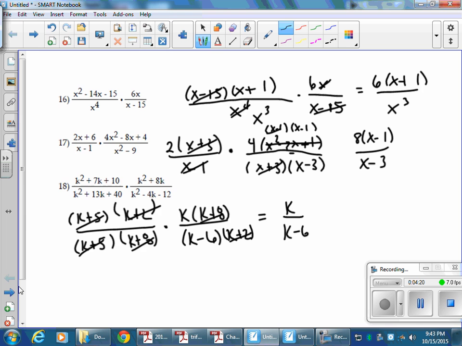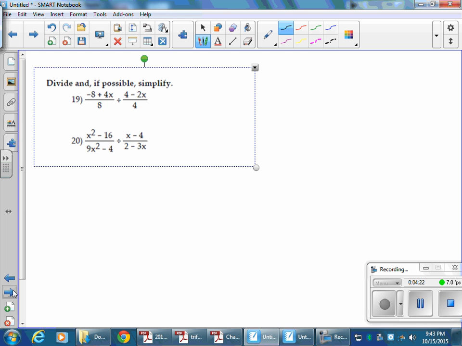Number 19 and 20 ask you to divide. So we can't divide. This can't be divided by this evenly. So what I'm going to do is rewrite it as multiplication. You write the first fraction the same, you change the division to multiplication, and you flip the second fraction. Find the reciprocal of the second fraction.